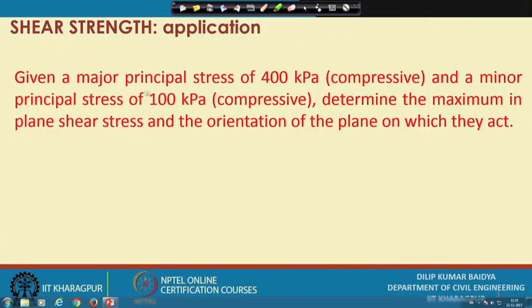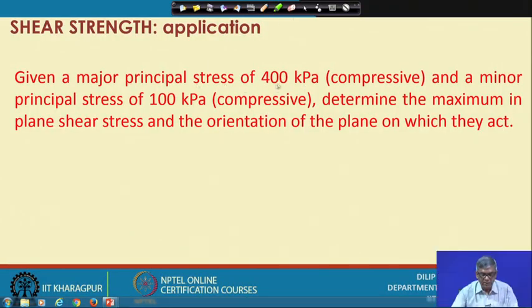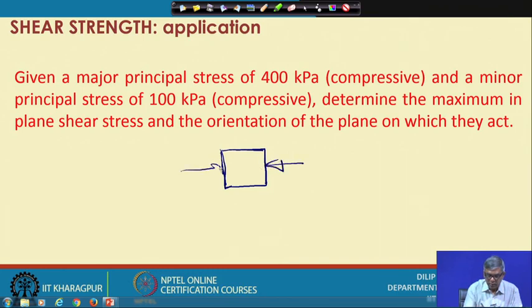So, here there are two principal stresses. Since they are principal stresses, there is no shear stress. If I want to draw the element, it would be like this: 400 compressive and 100 again compressive, this is 100 and this is 400, and there is no shear on this.